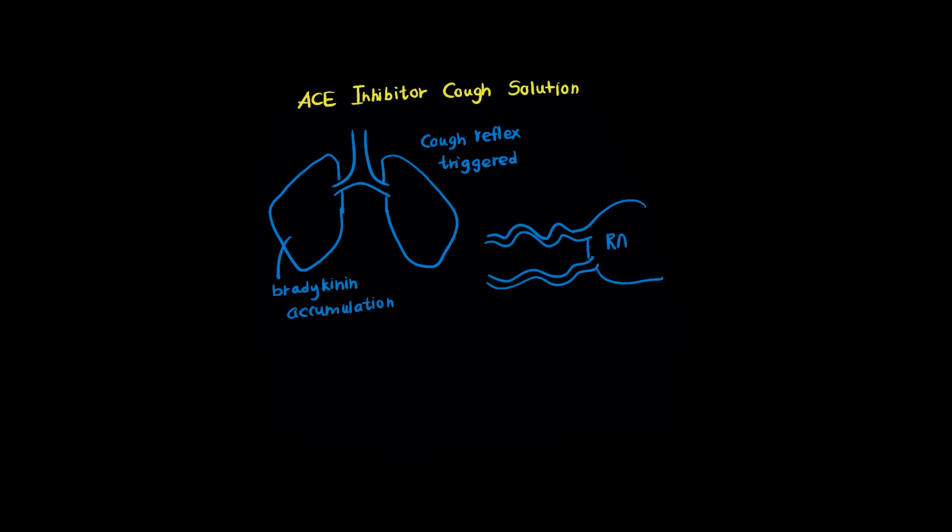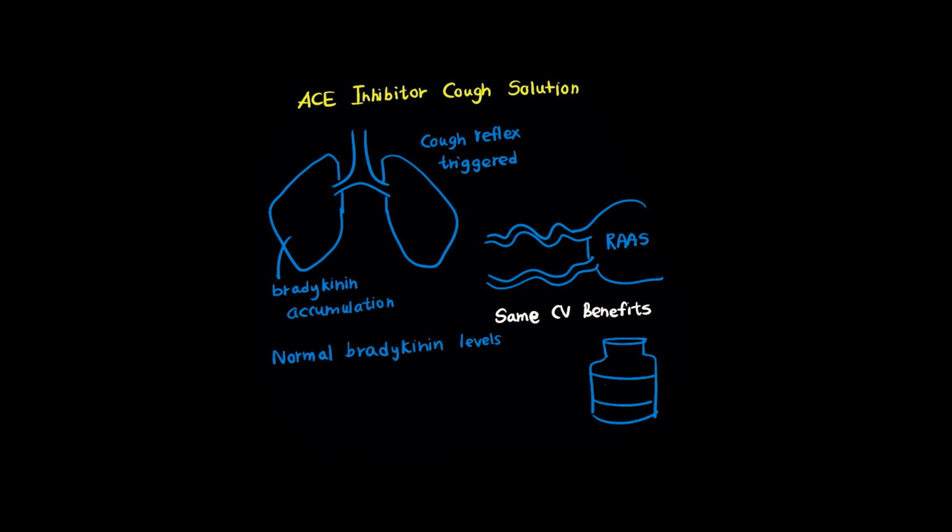ARBs block angiotensin II at its receptor rather than preventing its formation. This achieves the same cardiovascular benefits: reduced blood pressure, decreased afterload, and renal protection. Crucially, ARBs don't affect bradykinin metabolism, eliminating the cough side effect. Studies show ARBs provide identical mortality benefits in heart failure. They offer the same renal protection in diabetes and chronic kidney disease. Switching from ACE to ARB maintains all therapeutic benefits while resolving the cough. The correct answer is ARBs because they provide equivalent cardiovascular and renal benefits without causing bradykinin-mediated cough.